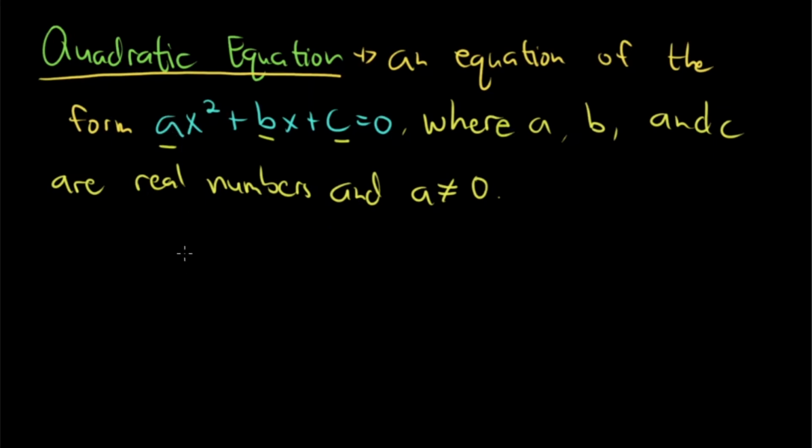Kasi kung iisipin, if this is 0, plug in natin. So we have 0 multiplied by x squared plus bx plus c equals 0. Anything multiplied by 0 is simply 0. So meron ka lang bx plus c equals 0. Which is pretty much familiar to us kasi ang degree niya is 1. And ang tawag natin sa ganyang uri ng equation ay linear equation.